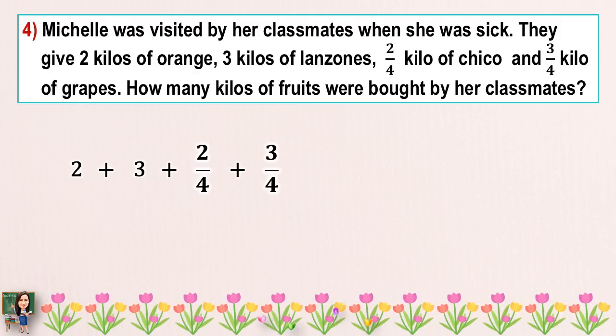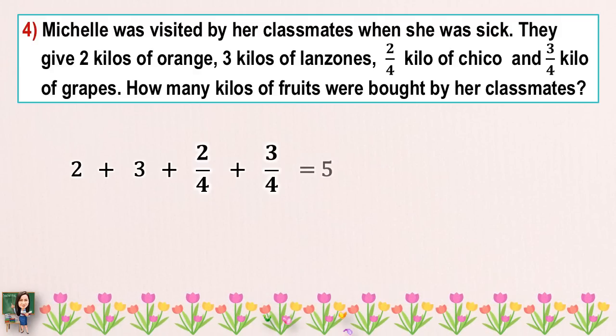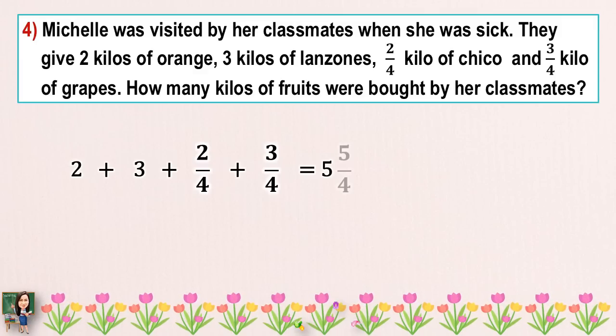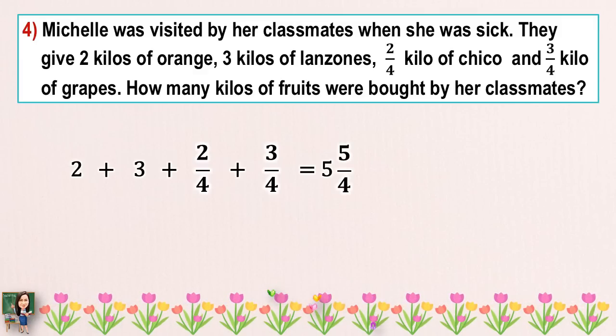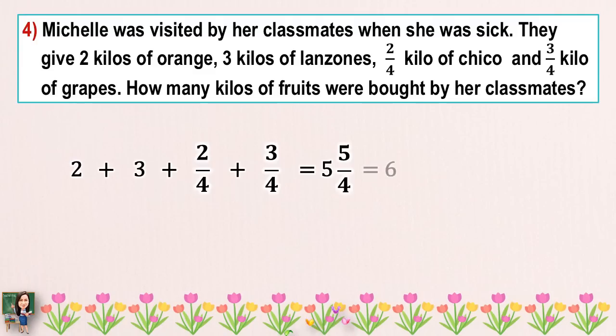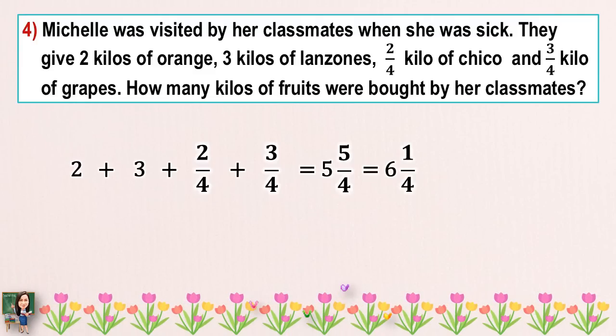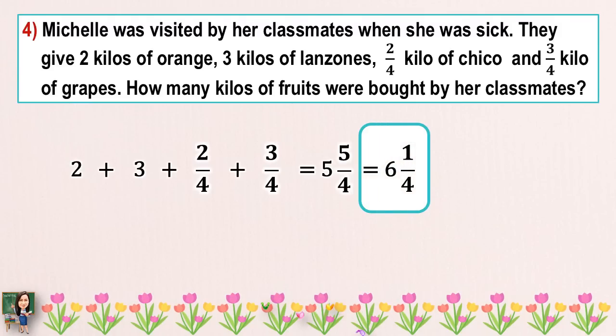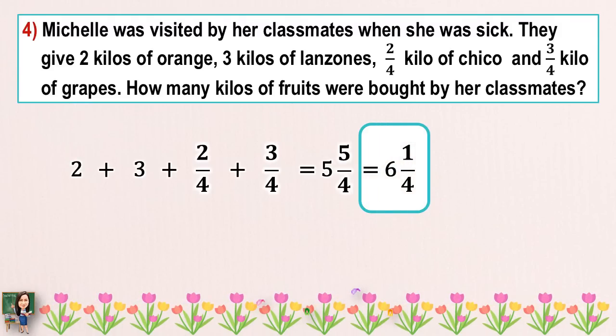Add the whole numbers first. 2 plus 3 equals 5. Then add the numerators. 2 plus 3 equals 5 over 4. 5 and 5/4, or 6 and 1/4. So therefore, 6 and 1/4 kilos of fruits were bought by her classmates.